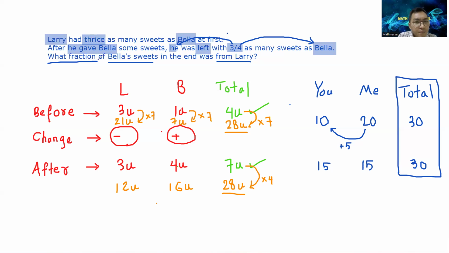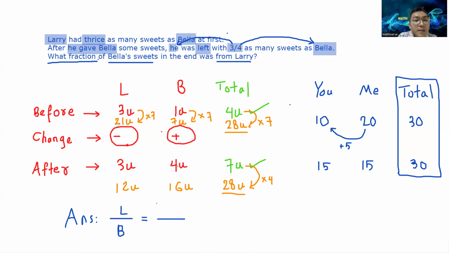Let's see, everyone. The question is, what fraction of Bella's sweets? Of Bella. So the answer must be a fraction. Of Bella, that's why Bella must be the denominator. Bella must be the end value. Then, was from Larry. From Larry, that's why the numerator must be Larry. From Larry means not Larry's total amount, but the amount Larry gave. Okay, so let's see.